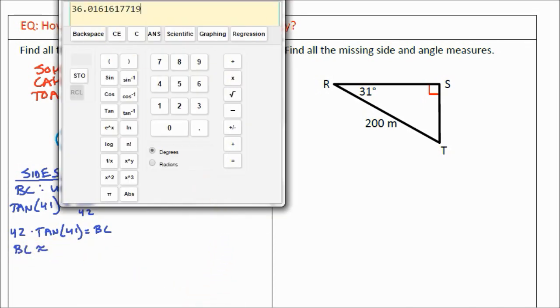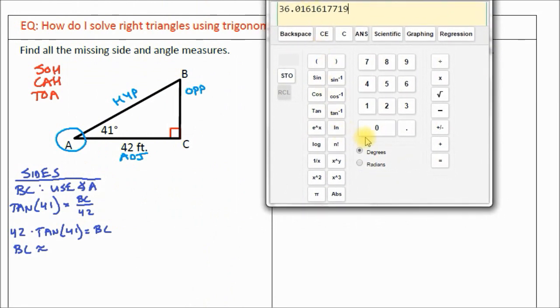BC is going to be approximately, let's take a look, we got 42 times, can you guys hear the music in the background? Someone's blasting their tunes, and it's music I probably don't like.